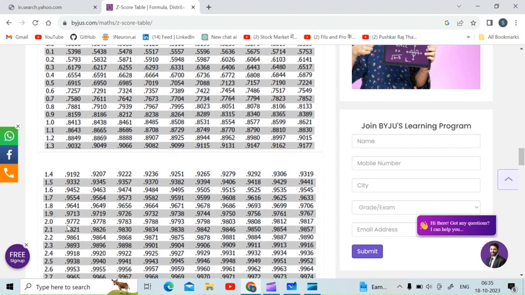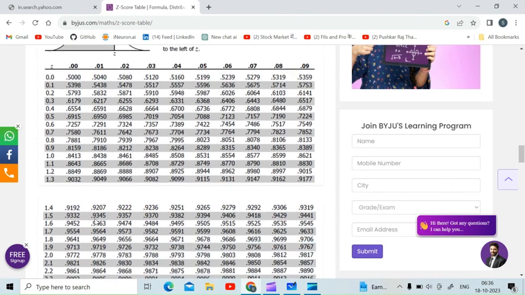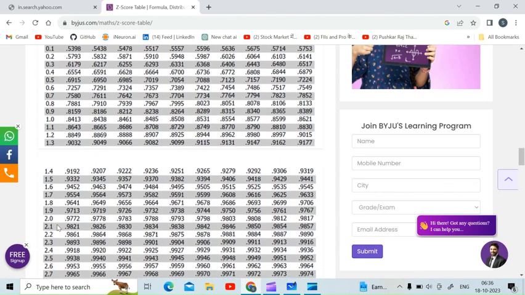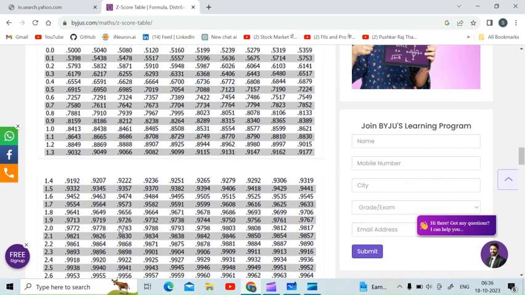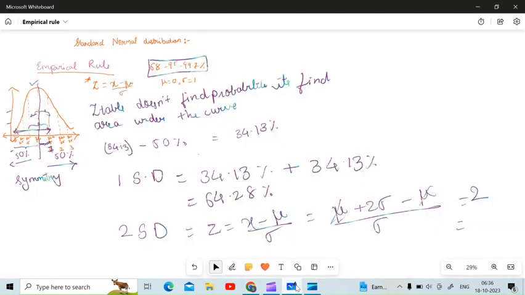As we got it over here, it's around 97 percentage, right? 97.72. We are taking this first column because as we have gone through it, it's 2.0, not 2.05 or something like that. So for that, 97.72 percentage. It's nothing but two standard deviations away from the mean.